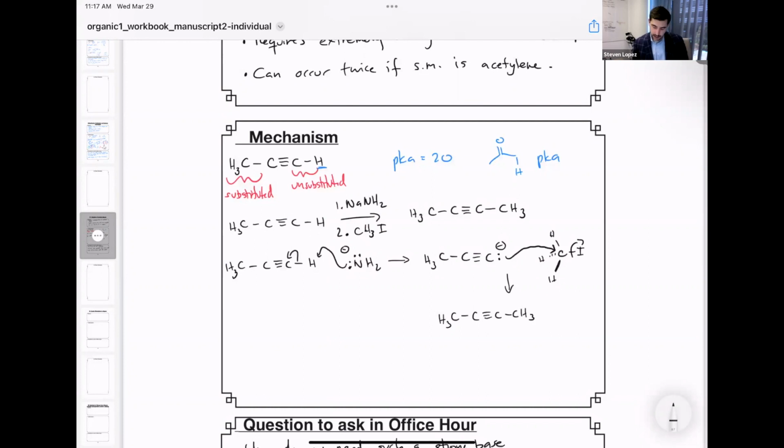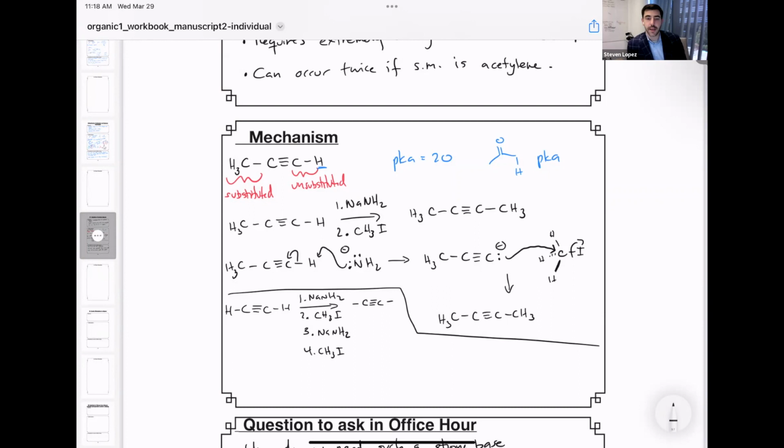Okay, now this reaction can happen twice if you start with acetylene. So acetylene, remember, is just 2 carbons that are triply bonded. And then this can go through 2 rounds of deprotonation, alkylation, deprotonation, alkylation.